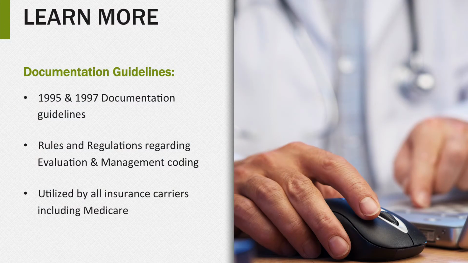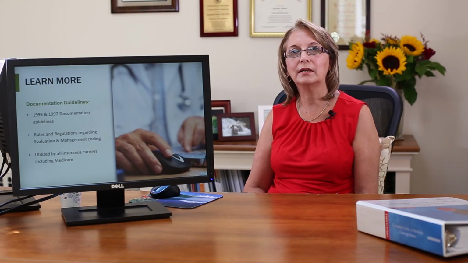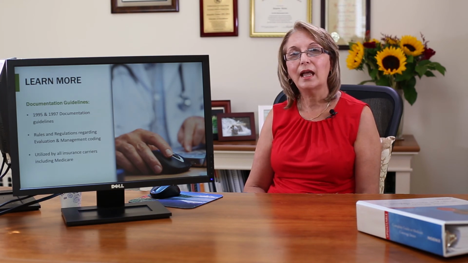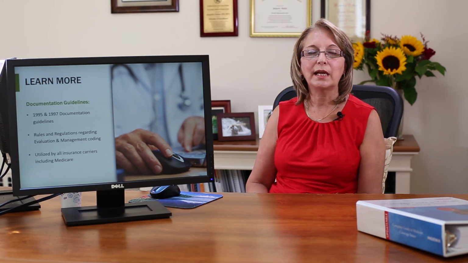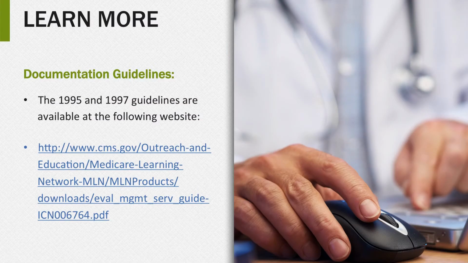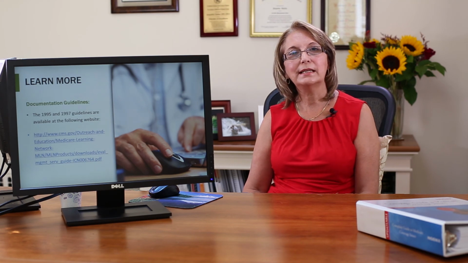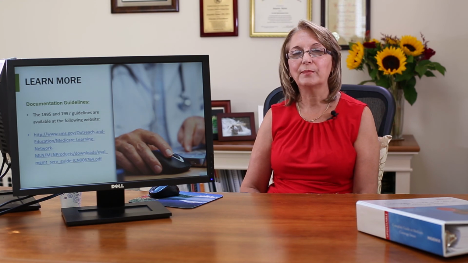This slide here talks about the documentation guidelines, whether you use the 1995 or 1997 documentation guidelines. The only difference being the 1997 are specialty specific and the 1995 are body area organ system when it comes to how we document our physical examinations. This is the link where you can go to and download those documentation guidelines. You can choose either the 95 or 97. What I recommend is download both, and you can compare them to how your particular physician is documenting their medical record.